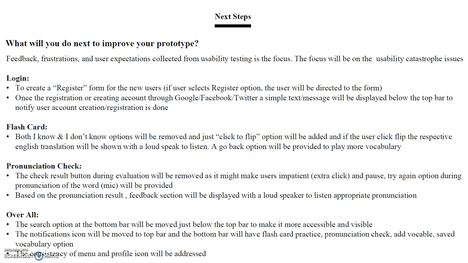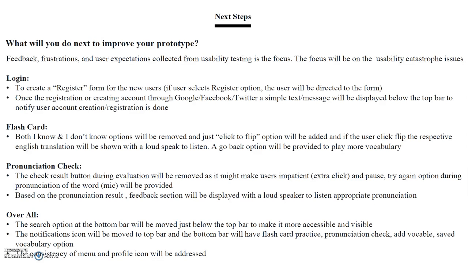And moving on to the flashcard option, since I have removed both the options, I know and I do not know, it is pretty clear for the user. And once the user clicks to flip to know the translation of the word in English, I need to provide a go back option, which takes directly to the practice screen of the flashcard feature. And moving on to the next option, pronunciation check. Here, as an improvement, I have added a mic where the user can touch and say the word. Along with this, I would like to remove the check result button when the application evaluates the user's pronunciation, and I'm going to provide two options, either to pass the pronunciation or to try again, so that it gives users time to pronounce the word or try again slowly.